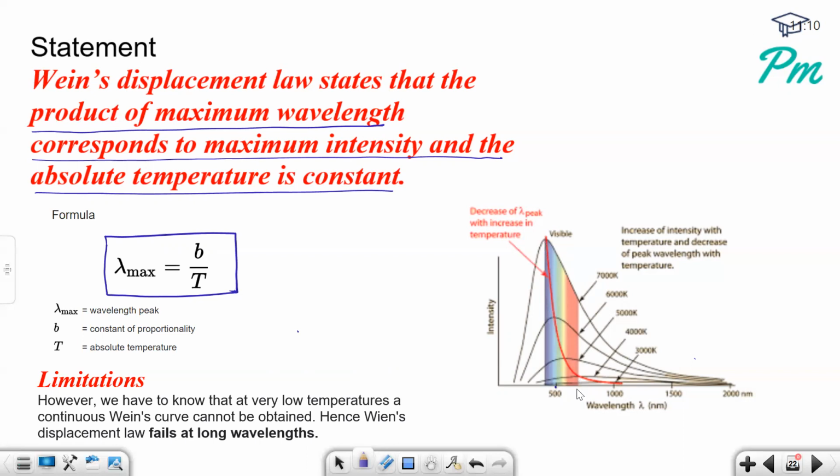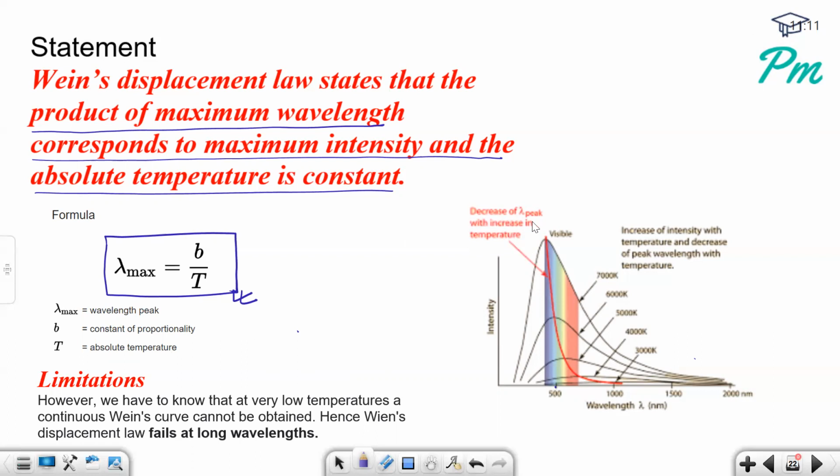is shifted towards the origin, meaning its value decreases. That's why this law is lambda max equal to b by T, meaning lambda max is inversely proportional to temperature, meaning we get the intensity peak at a shorter wavelength at a higher temperature. So this is the curve.